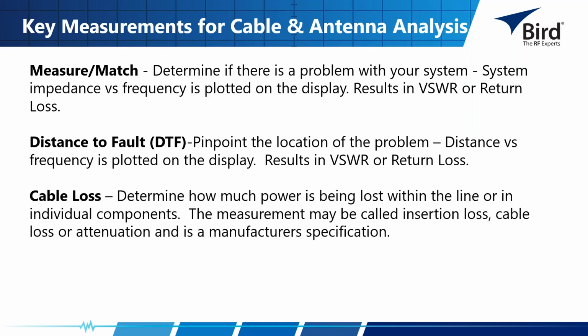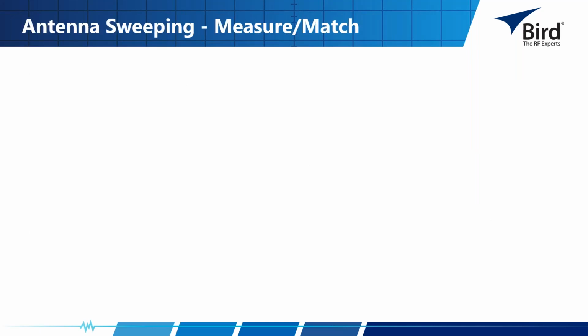And finally, we can do a cable loss measurement. We can determine how much power is being lost within the line or in individual components. The measurement may be called insertion loss, cable loss, or attenuation, and this is a manufacturer's specification.